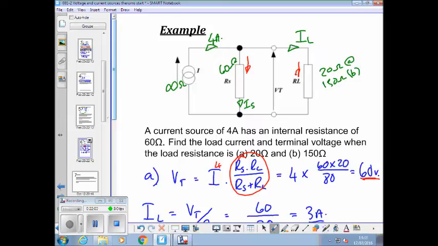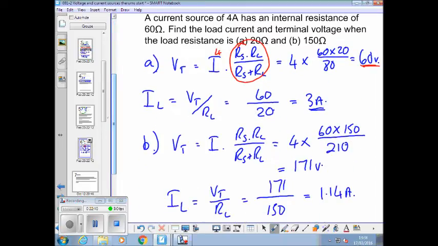Could you just scroll down a sec, sorry? Yep. So the second calculation is the same thing, except because we changed the load resistance, we end up with 171 volts at the terminal, 1.14 amps through the load.